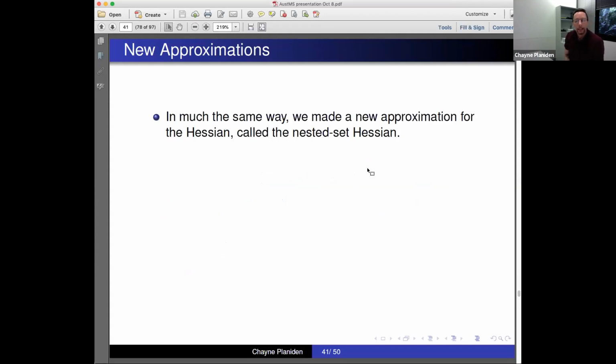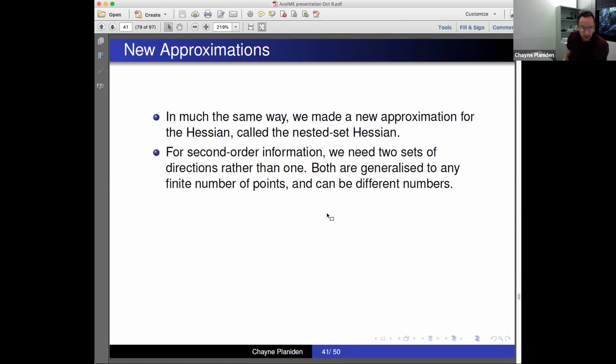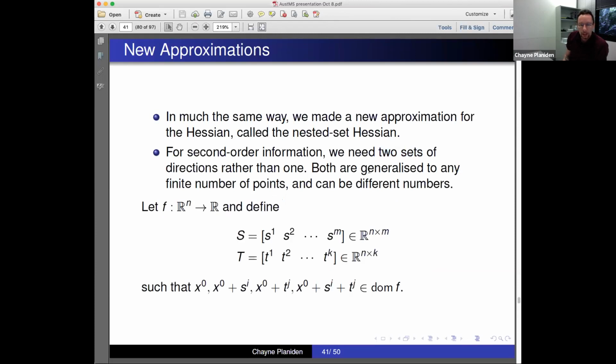Finally, the very new thing is that we did the same thing for the Hessian. We want to improve the Hessian calculation. We created what is called the nested set Hessian, which is a similar process. You just need two sets of directions instead of one set, and you can generalize both of them to any finite number of points, the same as the simplex gradient. We call them S and T.